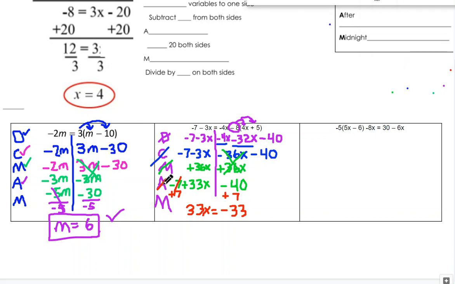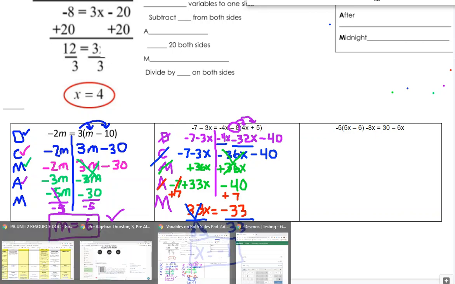My last step is multiply or divide. A number next to a letter means multiply, so I'm going to divide by 33 to cancel out those 33s and leave me with just x. And I'm going to do the same thing to the other side. Negative 33 divided by a positive 33 will give me a negative 1. And that is my answer, negative 1.